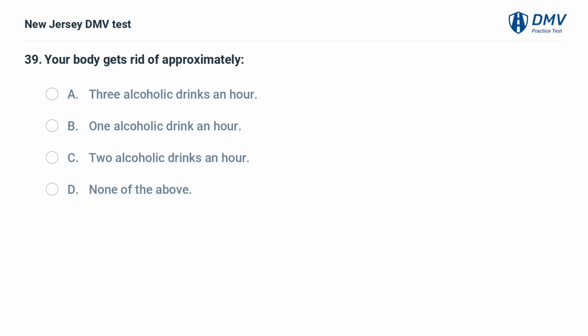Your body gets rid of approximately: A. 3 alcoholic drinks an hour. B. 1 alcoholic drink an hour. C. 2 alcoholic drinks an hour. D. None of the above.